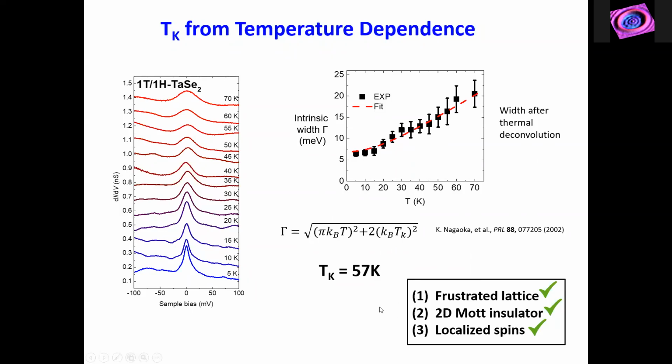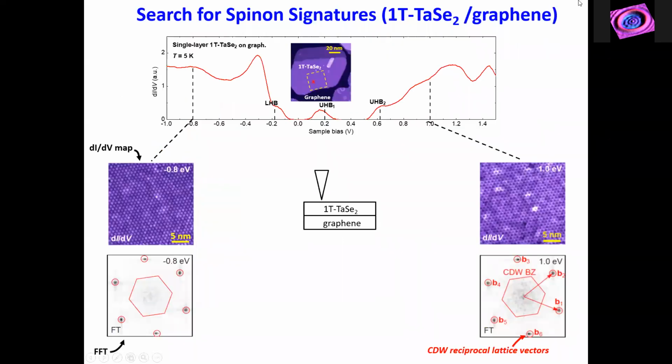So this is quite nice, because this is telling us that now we have a frustrated lattice, we have Mott insulating behavior, and we have localized spins. So now we're ready to look for quantum spin liquid behavior in 1T-TaSe2. So what we do is we put it back onto the graphene, as you see here, and we do very careful dI/dV maps of the 1T-TaSe2 surface when it's on the graphene.